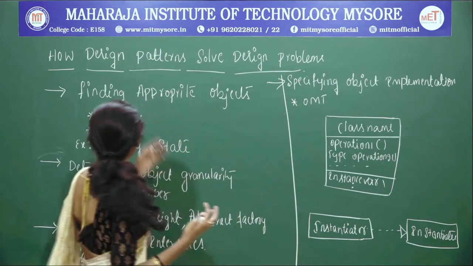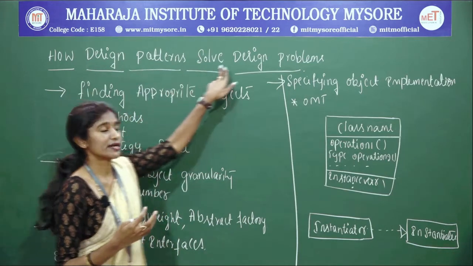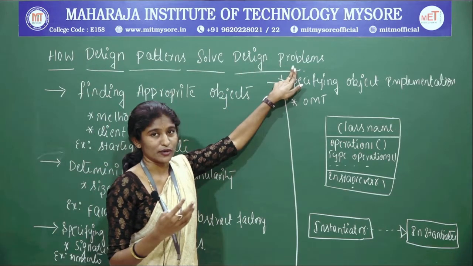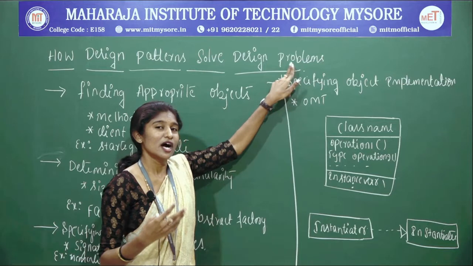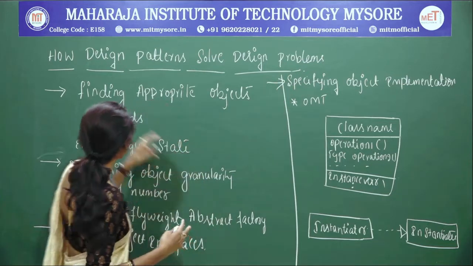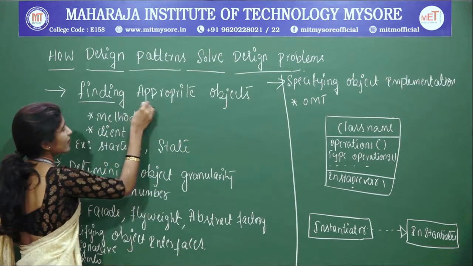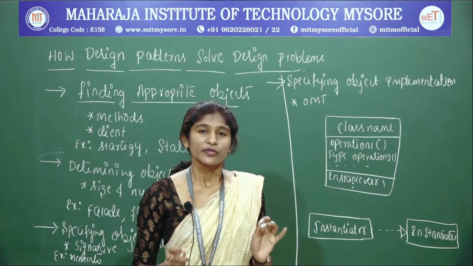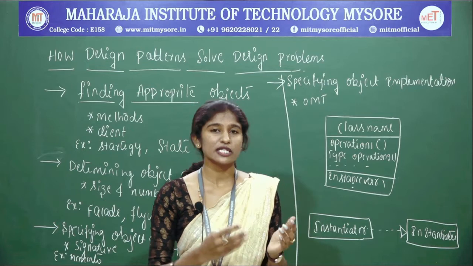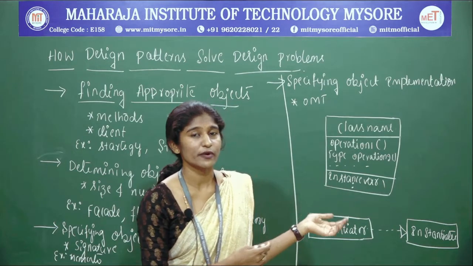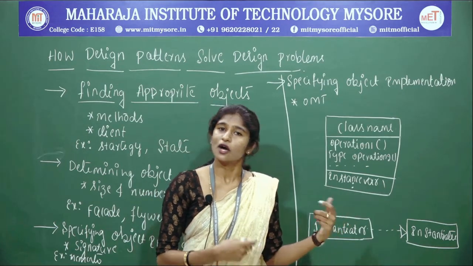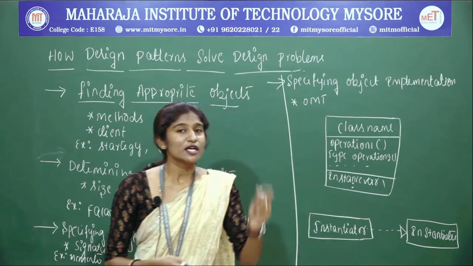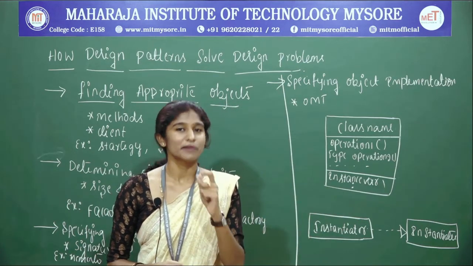In the same way, we have got a question, how do design patterns solve the design problems? Okay, so we'll see one by one how it is going to solve. So the very first one, he has given, finding appropriate objects. First of all, we need to know how to find the objects. In each and every class in an object oriented programming language, we will be having objects. Finding out the object in the classes is a big task.